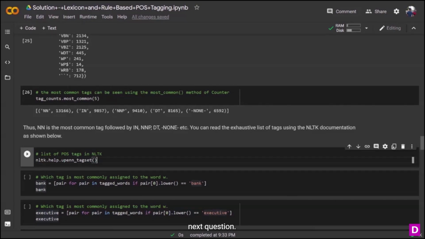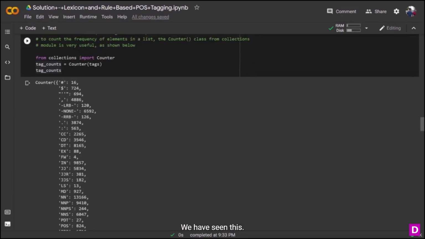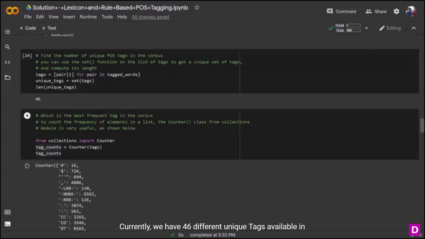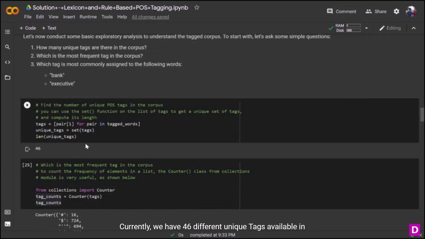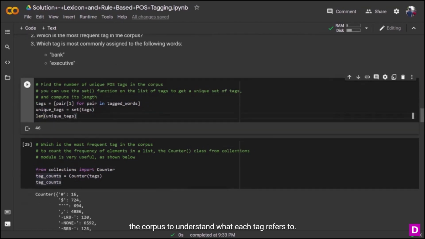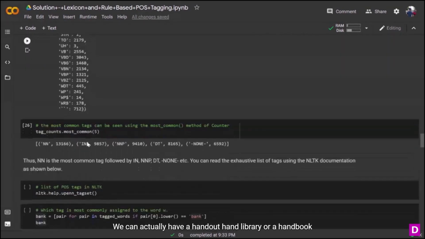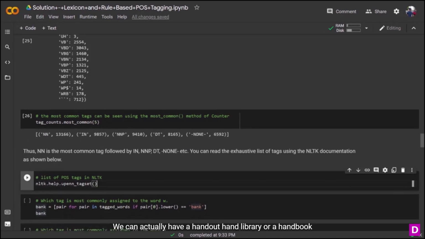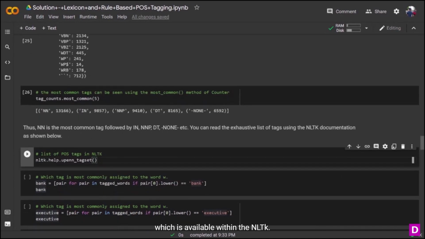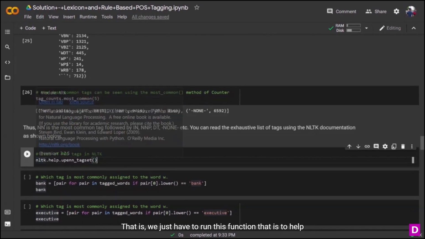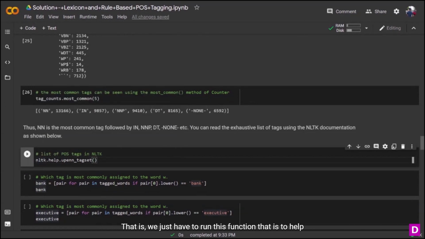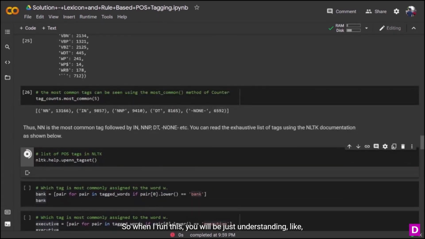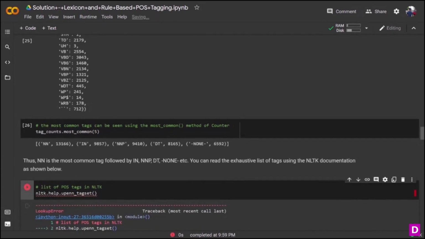Before moving to the next question, currently we have 46 different unique tags available in the corpus. To understand what each tag refers to and what that means, we can use a handbook which is available within the NLTK. We just have to run this function, that is nltk.help.upenn_tagset. So when I run this, you will understand what it is about.